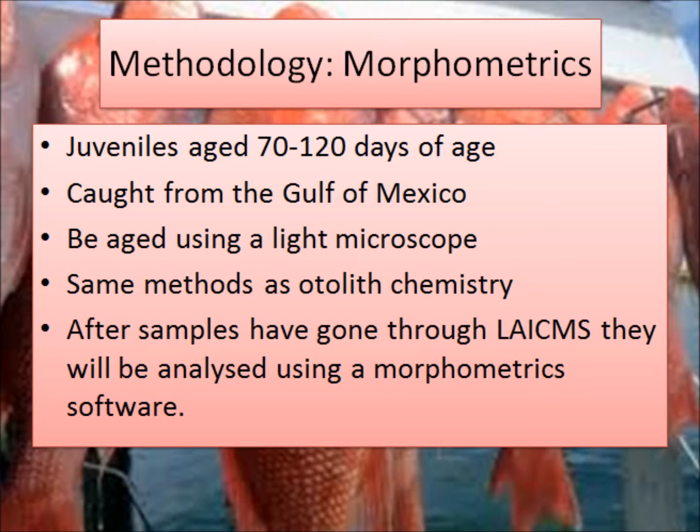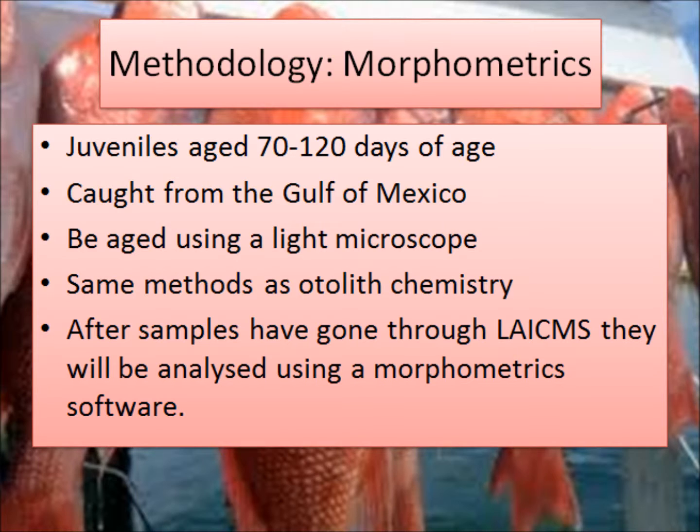So once again, red snapper juvenile otolith samples are obtained through Texas Park and Wildlife Department and from the National Oceanic and Atmospheric Administration Agency. Juvenile red snappers will be from 2009 samples and are to be 70 to 120 days of age. Samples will range from both west and east regions of the Gulf of Mexico.